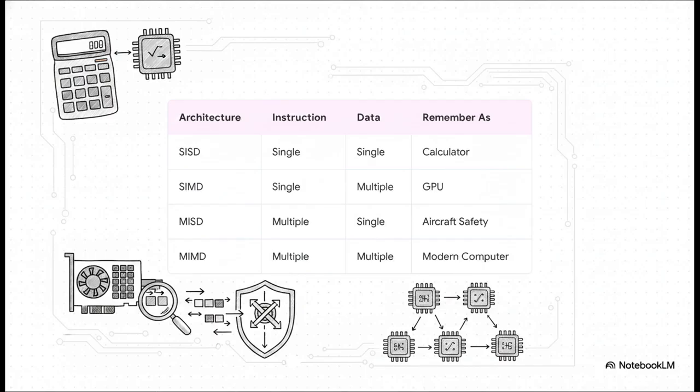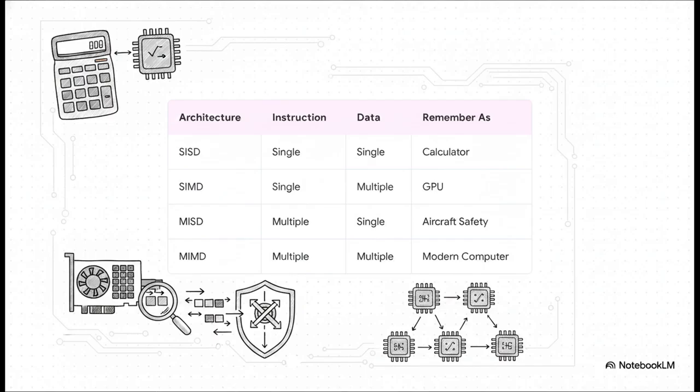Then we have SIMD, single instruction, multiple data. This is your graphics card, or GPU, taking one single command and applying it to thousands of pixels all at once. Next is MISD, multiple instruction, single data. This one's fascinating but incredibly rare. It's used mostly in highly fault-tolerant environments, like commercial aircraft flight systems, where multiple computers have to agree on a single outcome to keep you safe.